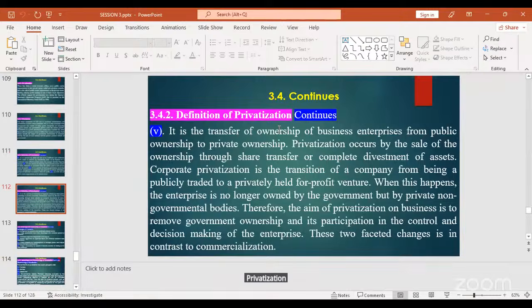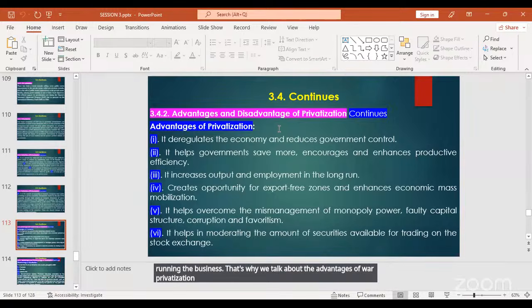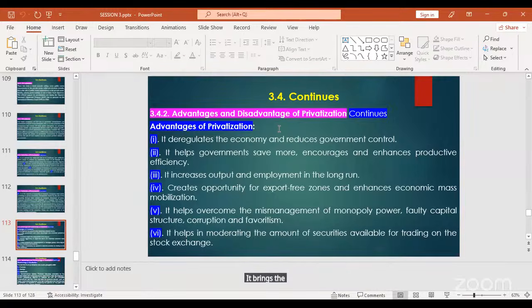Privatization is beneficial to what? To both the government and the individual that is running the business. That's why we talk about the advantages of what? Privatization. It brings the control to private individuals. Government is out of control, so you can no longer say it's government that employs them.